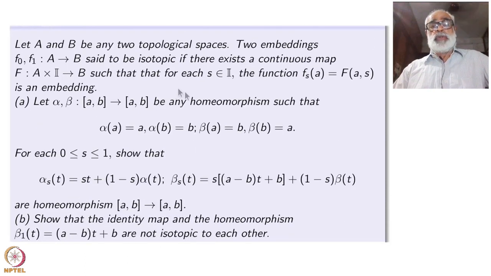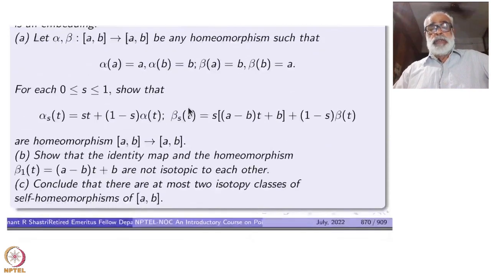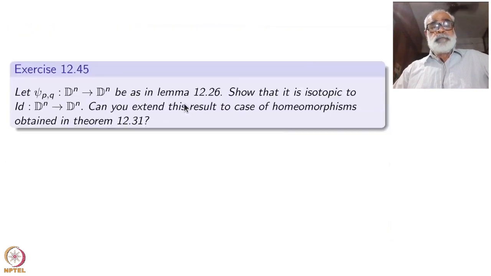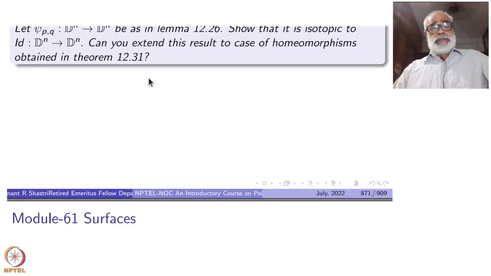There is some new concept here called isotopy. It's just like homotopy, so I have defined it carefully, and we go through that. Then we have the transitive action. So you have got the psi p q's. Can you see that they are also isotopic to each other? This is what one has to think about.